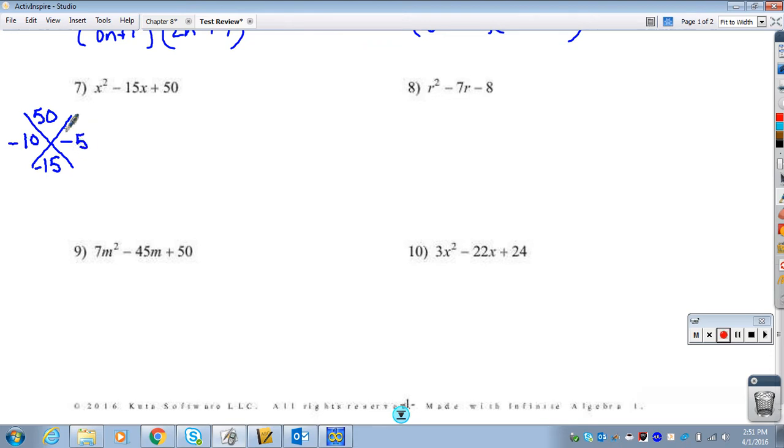Negative 10 times negative 5 is positive 50. Negative 10 plus negative 5 is negative 15. Which means that my factors are x minus 10 and x minus 5.